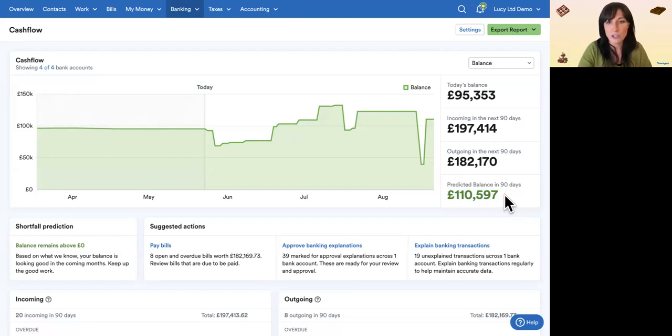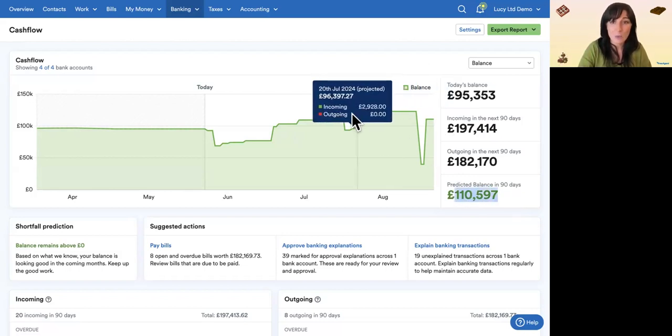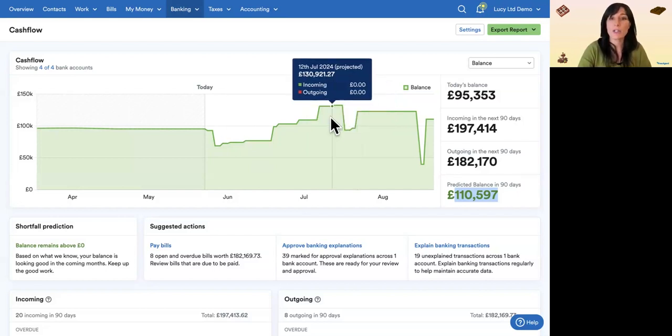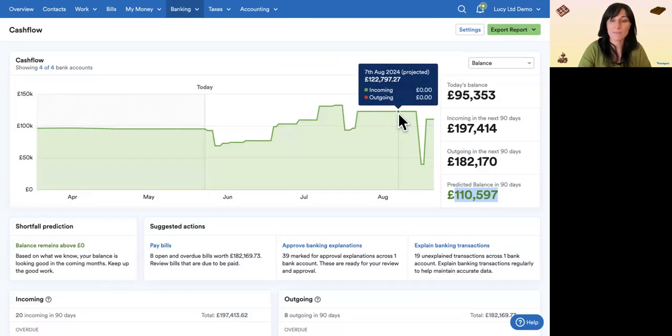But first of all, let's just look at the chart and see what it looks like. Because not only can you see what your cash flow is in 90 days, you can also have a look and say, on any given day, what's my cash flow going to look like? So we can see here that on the 20th of July, my projected balance is £96,000, and I've got 2,900 coming in and nothing going out. And we can look at that on any given day of the month.